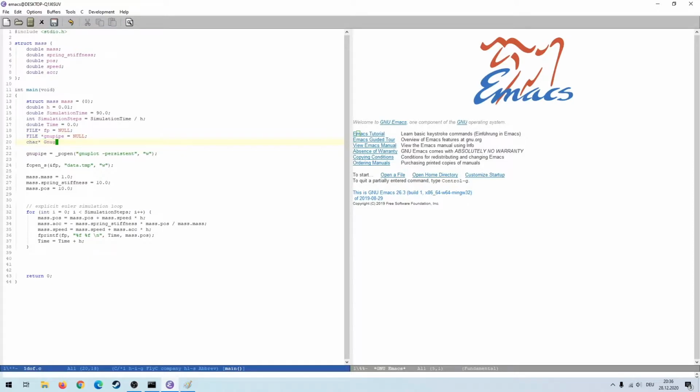We also have to send some commands to GNUplot through our pipe, because we have to tell GNUplot what to do, of course. So let's set a title. We're going to call the title 1 degree of freedom system.